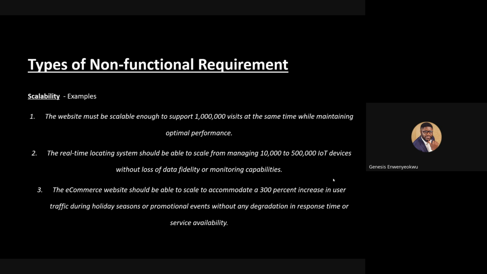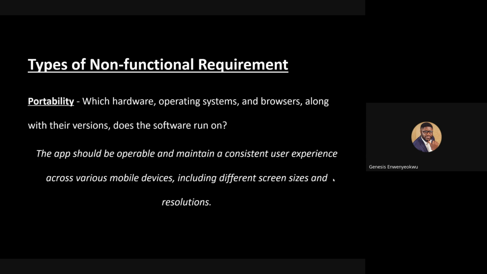Another example is that the real-time locating system should be able to scale from managing 10,000 to 500,000 IoT devices without loss of data fidelity or monitoring capabilities. So these are examples of scalability requirements. All you need is just to understand what these are, then you'll be able to communicate appropriately to the relevant thing. And then the next one is portability.